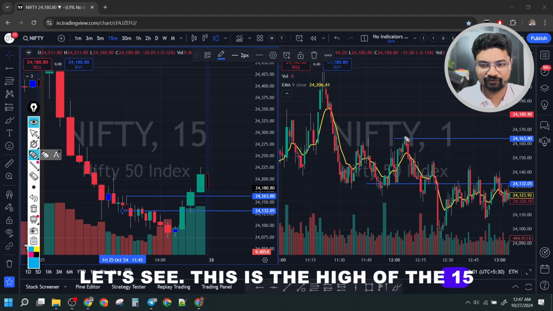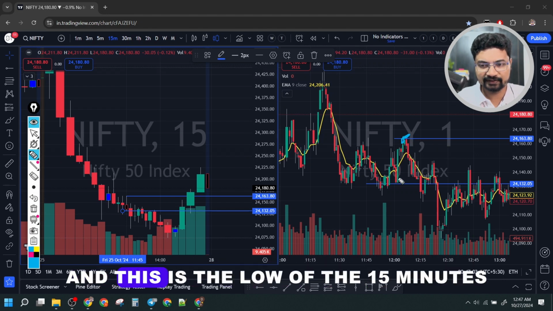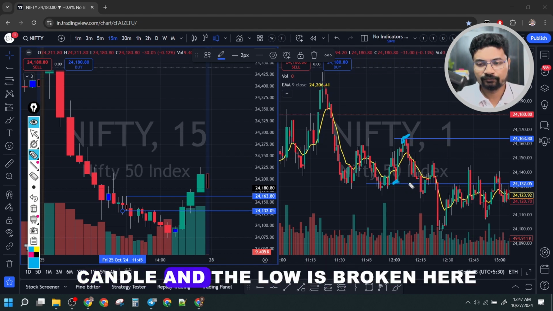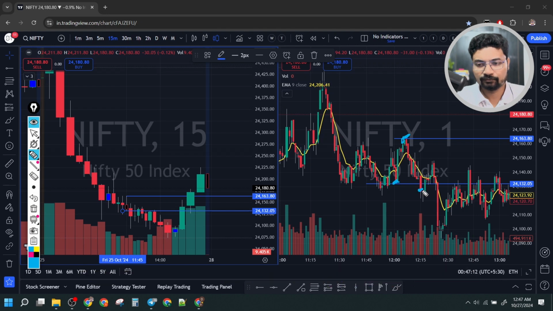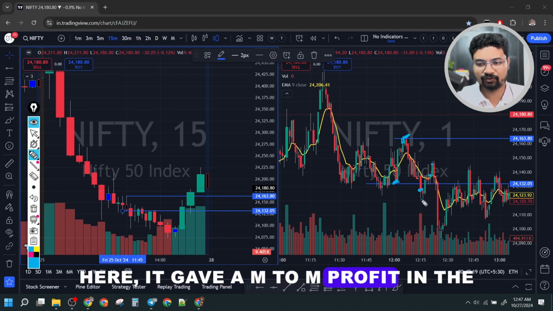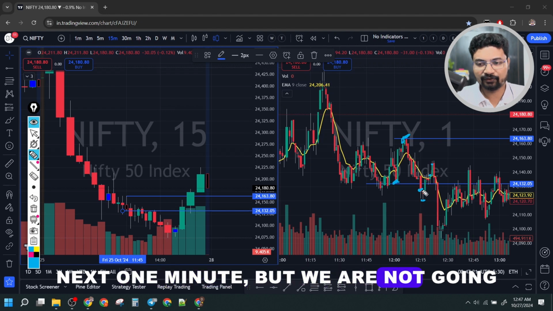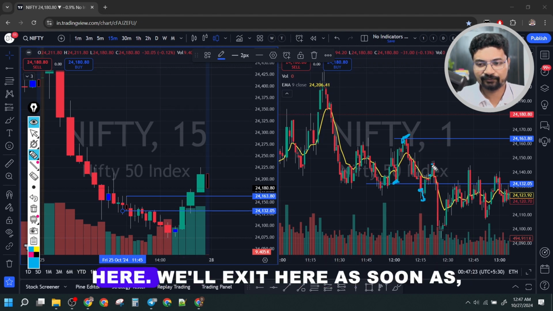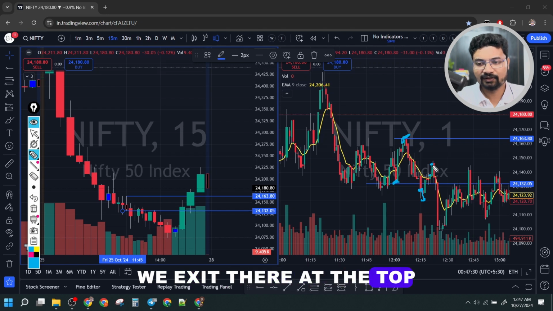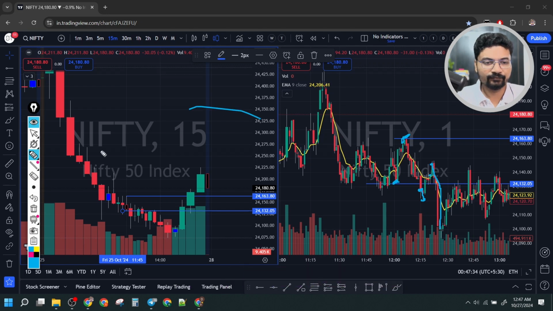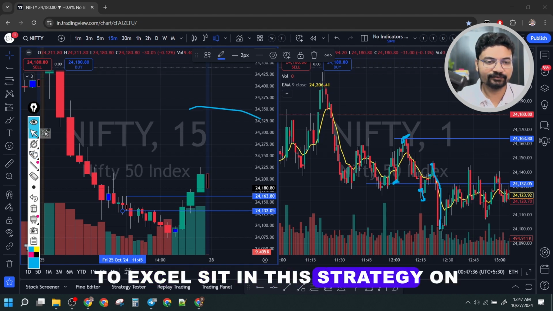This is the high of the 15 minutes candle, and this is the low of the 15 minutes candle, and the low is broken here, and the SL hit here. It gave an M2M profit in the next 1 minute, but we are not going to book the profit. Here we'll exit. As soon as we exit there at the top, it fell. Okay, 2 SLs hit in this strategy on the previous day.